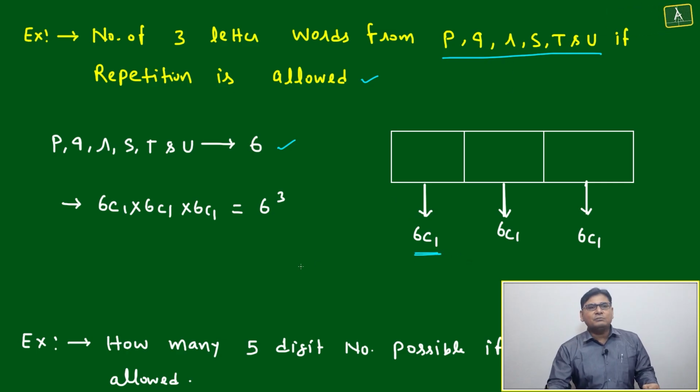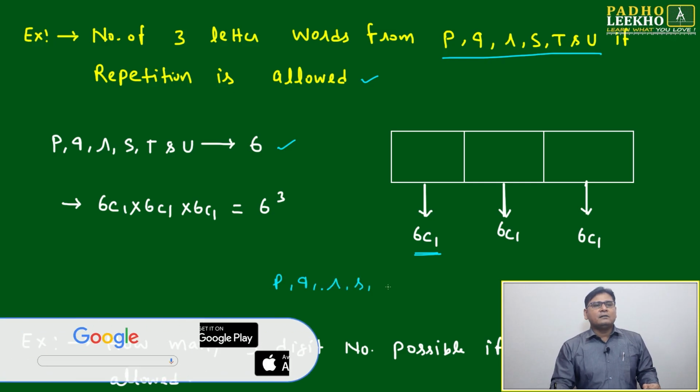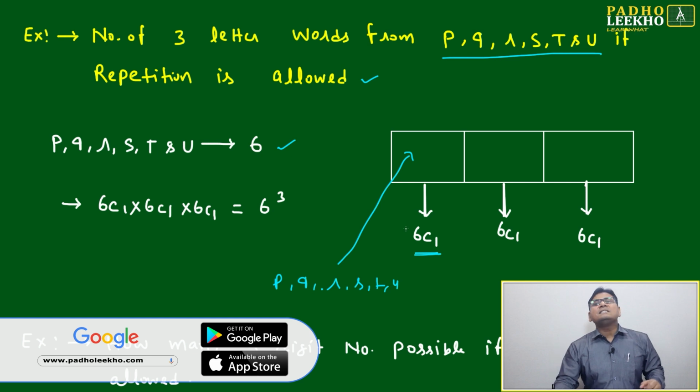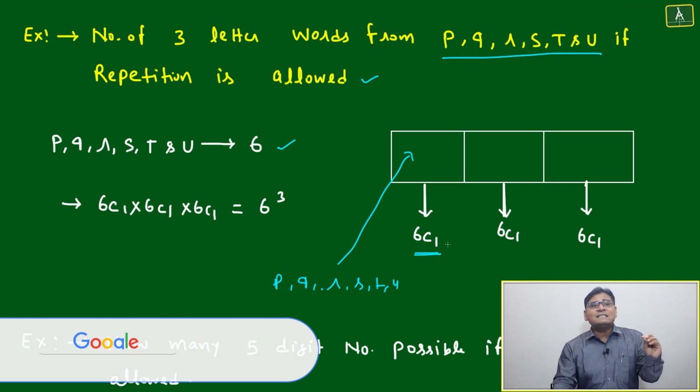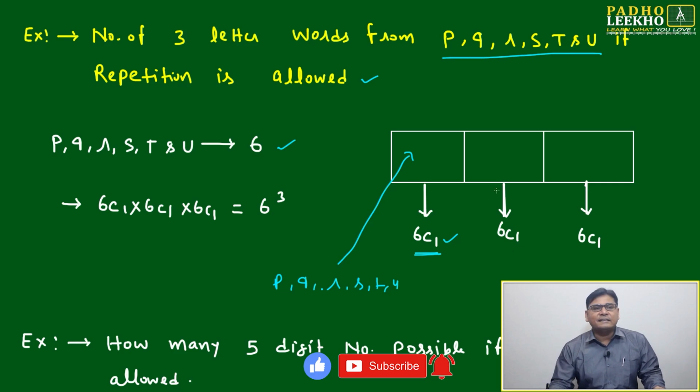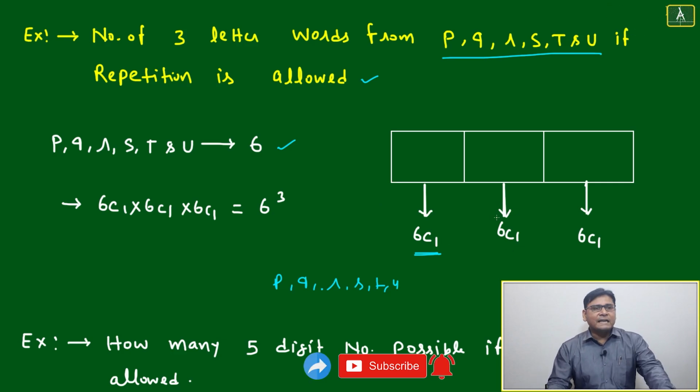6C1, meaning any of the letters, like the letters here will be P, Q, R, S, T, U, correct? Any of the 6 can go here, 6C1, or any of the 6 can be selected here. Next, for the second place also we can select again any of the 6 because repetition is allowed.